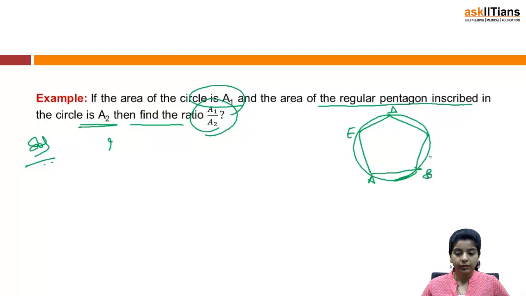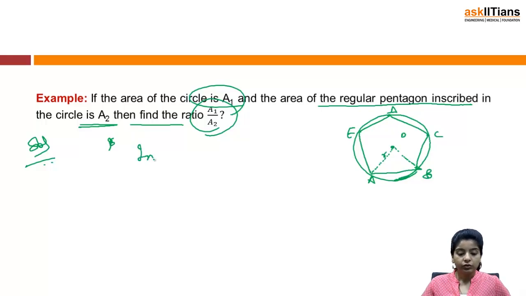This is the pentagon, and let me name it A, B, C. This is the pentagon inscribed in a circle, and let me take the center as O, join these two, and let me take the radius as R. So if the area of the circle is A1 and the area of the regular pentagon inscribed in the circle is A2, then we have to find the ratio A1 by A2. Basically we need to find both A1 and A2.